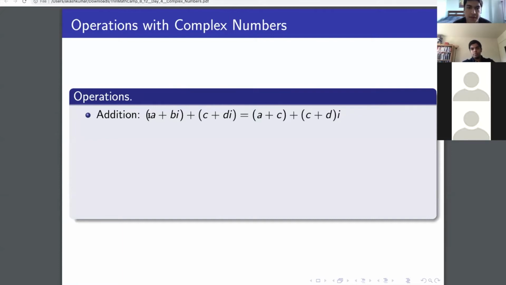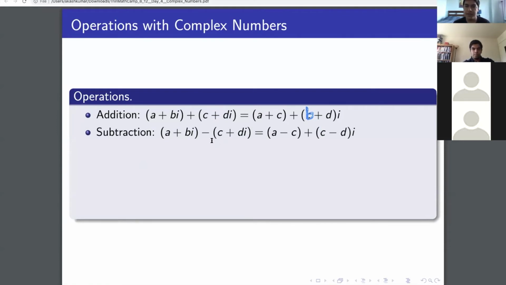Here you have a plus bi plus c plus di. Let me just amend an error I have here. So the way it works is that you add the real components, and this should be a b, because we're adding the imaginary components. So basically you take the complex number and think of it in its two separate parts, the real and the imaginary. Add the real, which is a and c, add the imaginary, which is b and d, and then you have your addition.